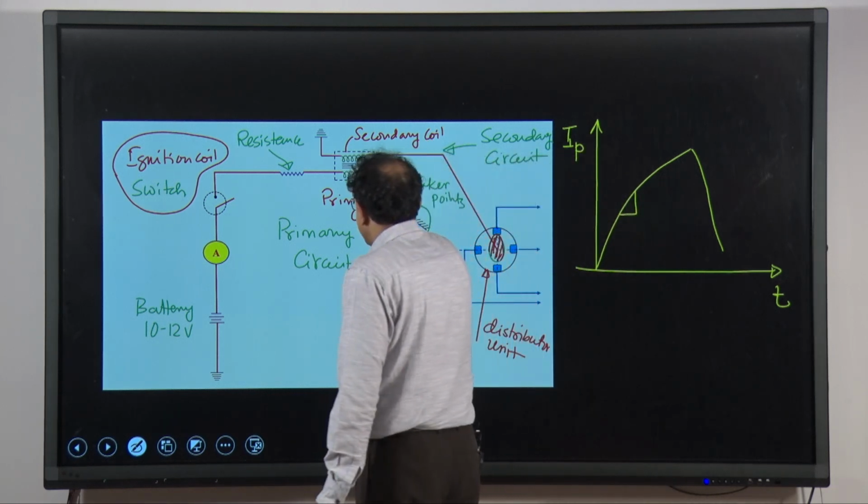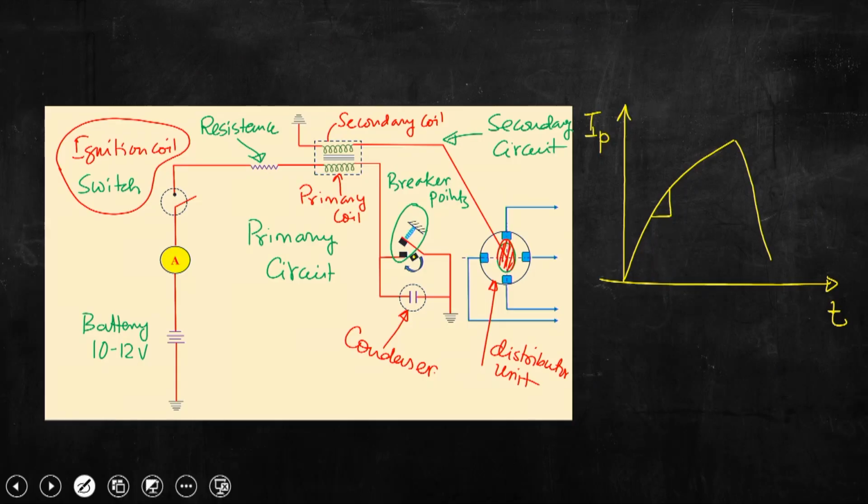So, because of this collapsing of the magnetic field, the EMF or voltage produced in the secondary coil is of the order of 10 to 20 kilovolt.